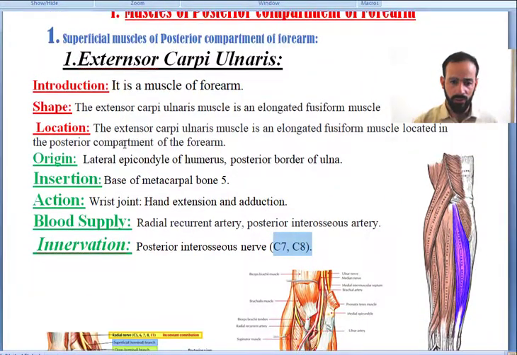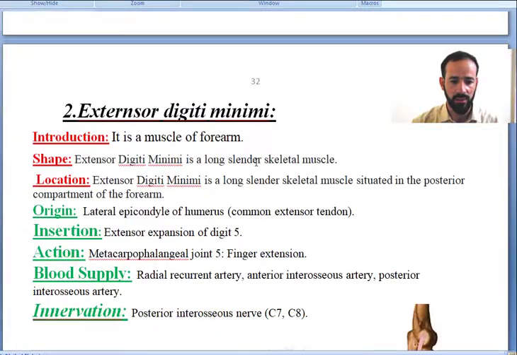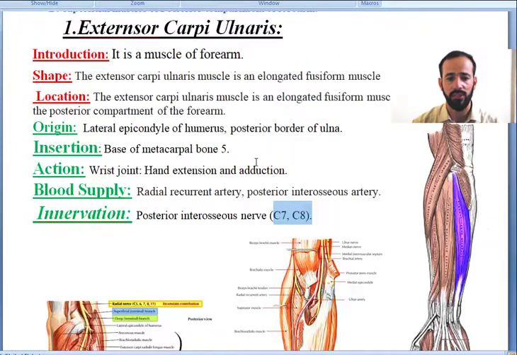So among the superficial muscles of the posterior compartment of the forearm, the first muscle is the extensor carpi ulnaris that we discussed right now. In the next lecture we will discuss another muscle, that is extensor digiti minimi.